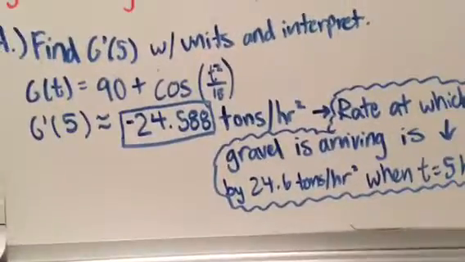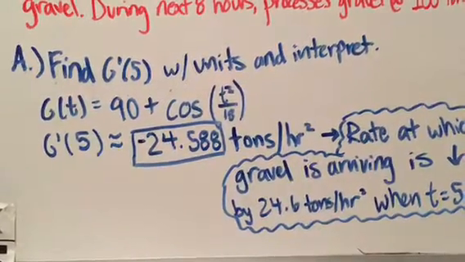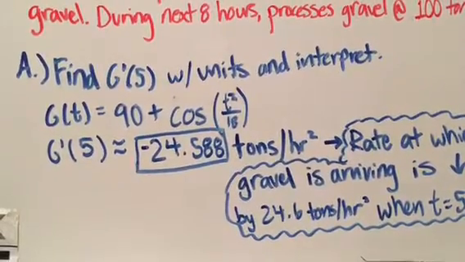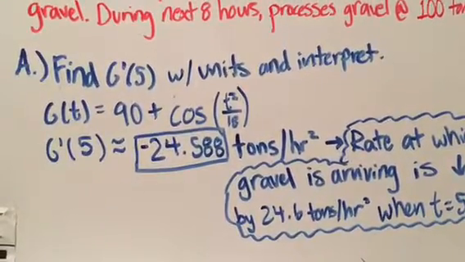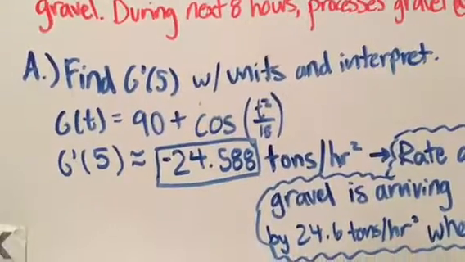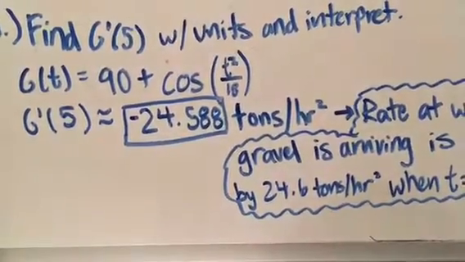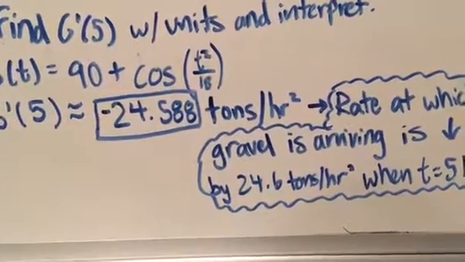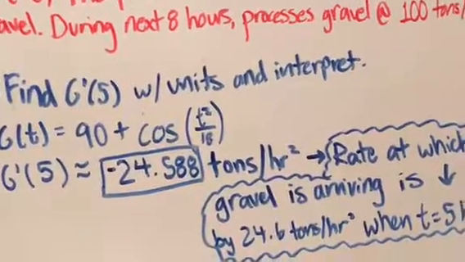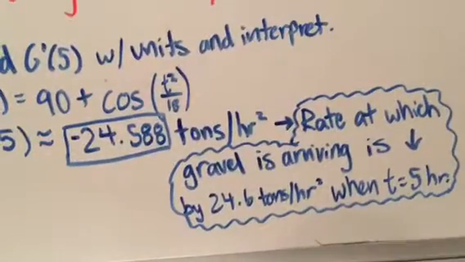So the first question asks to find g prime of 5 with the units and interpret the answer. This question was calculator active, so all we have to do is type in g prime of 5 into the calculator and find that it equals negative 24.588 tons per hour squared. The main work in this question is to find out what units to use and interpret the answer.